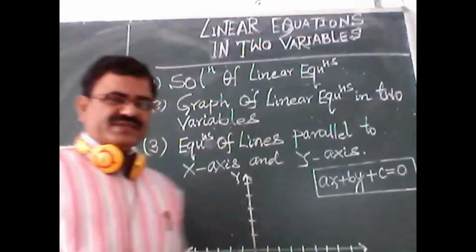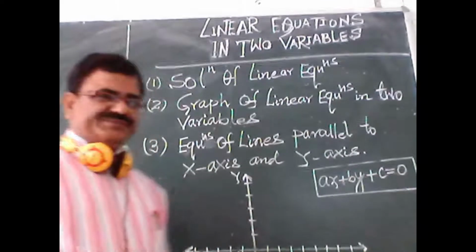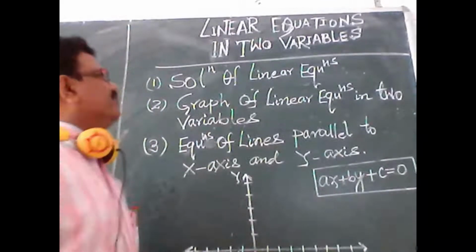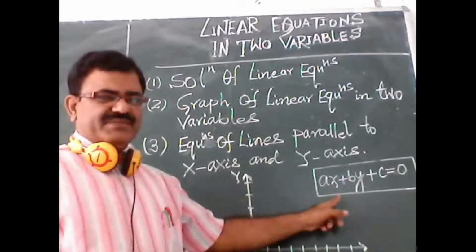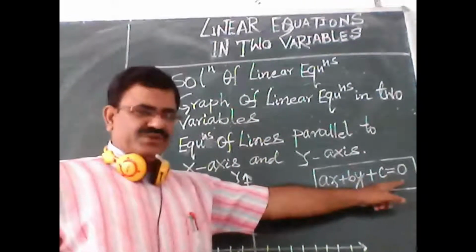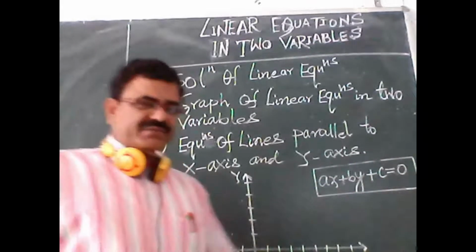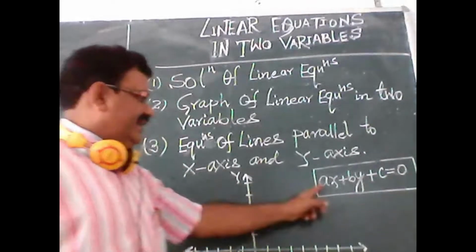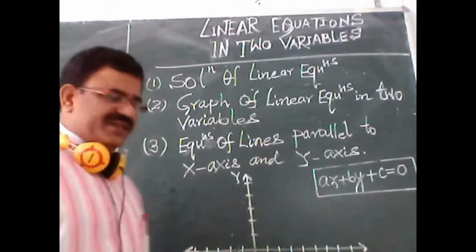So students, today we are going to learn about linear equations in two variables. Its general form is ax plus by plus c is equal to 0, where a, b and c are real numbers but a and b are not equal to 0. So this is the condition.